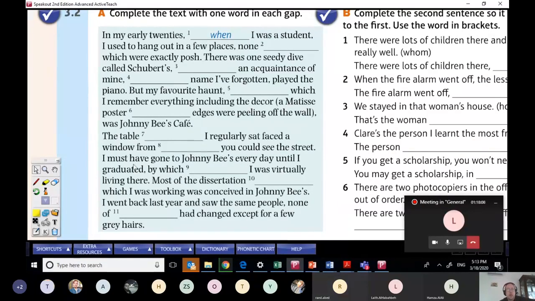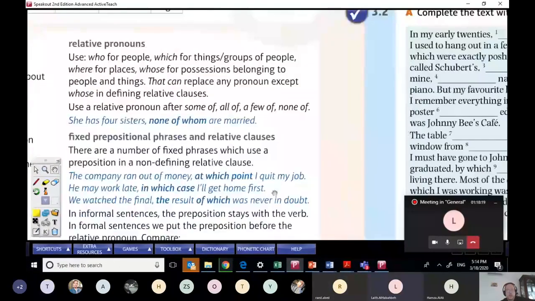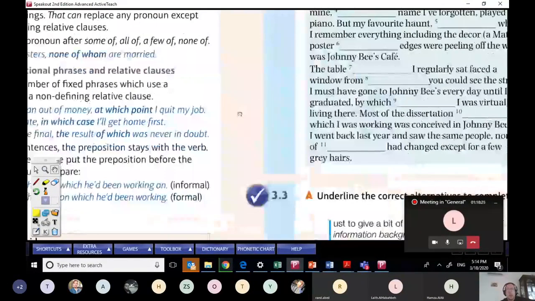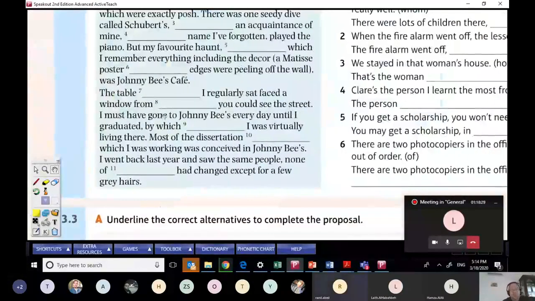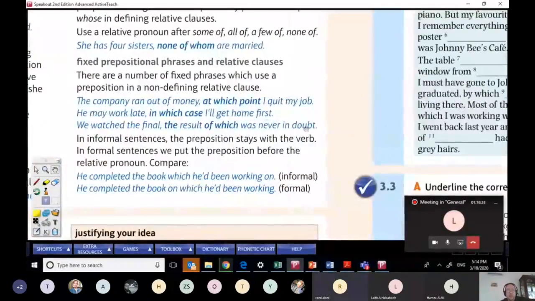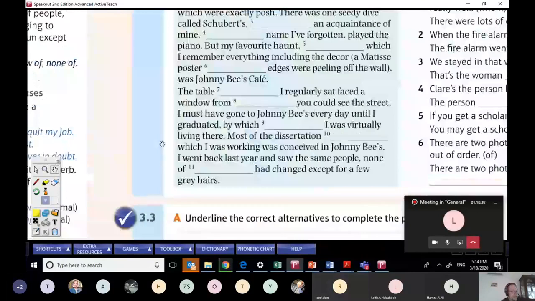I must have gone to Johnny B's every day until I graduated. By which? Can we say then? No, we would say by which. Did they put it in here? It doesn't look like they did. I would say by which time or by which point. By which point I was virtually living there. And that's just a phrase that we use all the time. They can use at which point or by which point. Basically, when you say that, it does mean when or then.